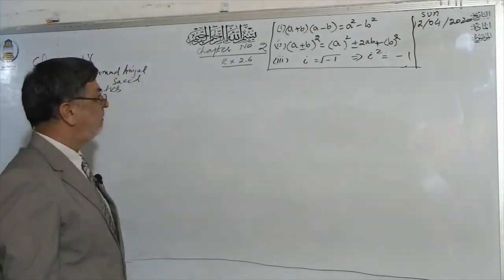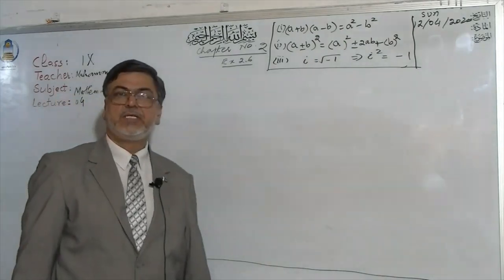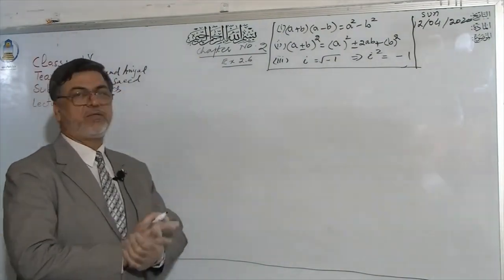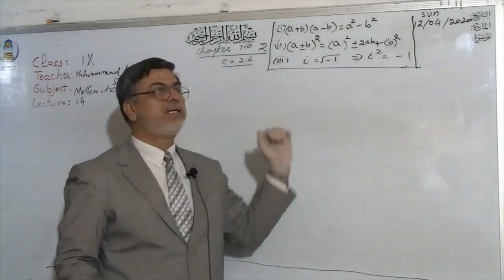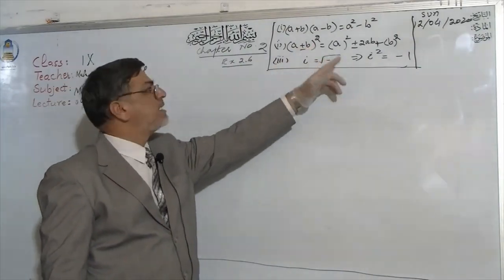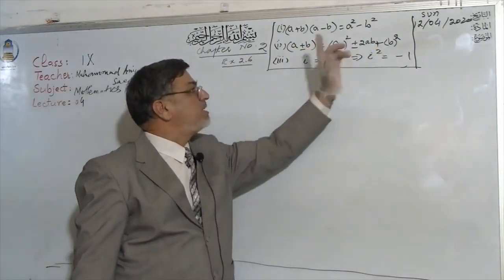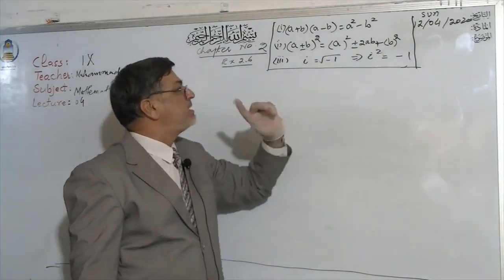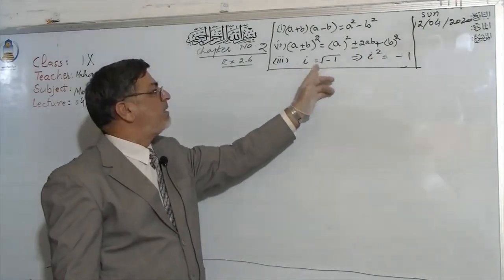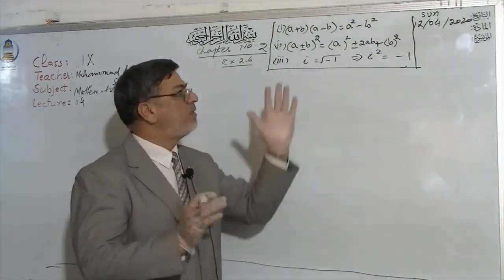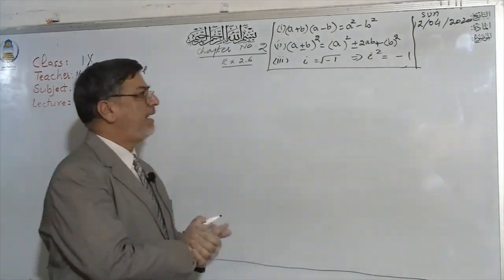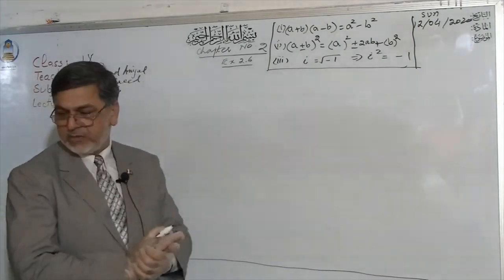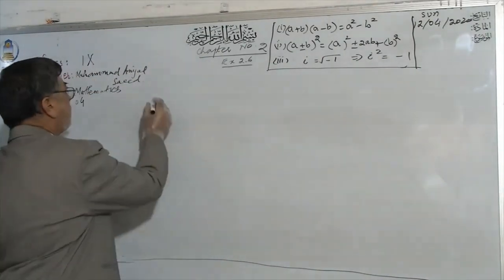Today we are going to have our lecture number 4, exercise 2.6, continuation to that. Previously we discussed the formulas of a square minus b square, and the use of the formulas (a plus b) whole square is equal to a square plus 2ab plus b square, and (a minus b) whole square is equal to a square minus 2ab plus b square. And the use of iota, which is the square root of minus 1, and iota square is minus 1. We used these formulas in our previous lecture number 3. Today we are going to do, inshallah, exercise 2.6, question number 6.